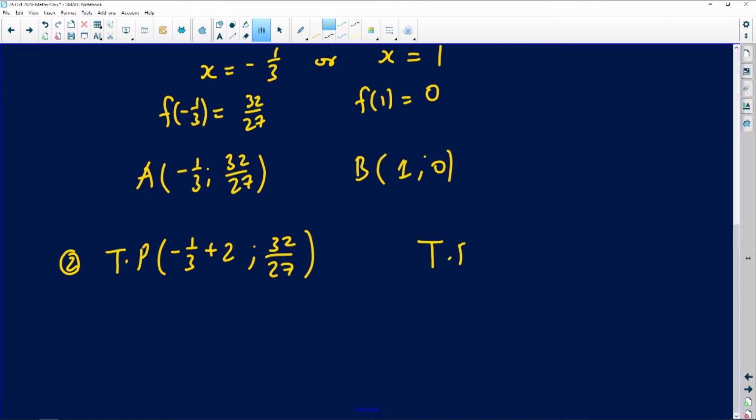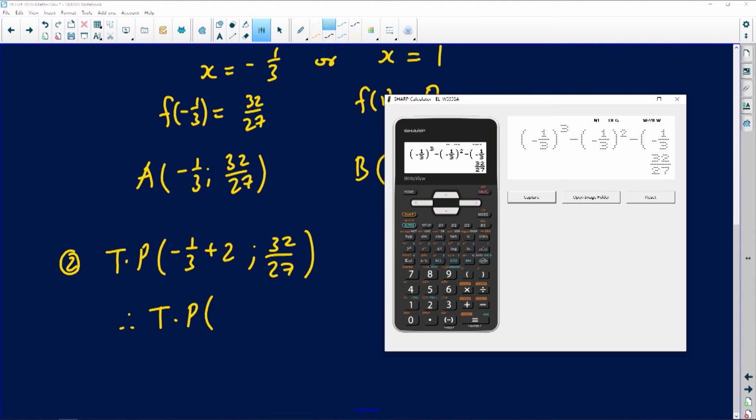The second turning point was supposed to be at 1 and 0, but once more we are moving that 2 units to the right, and the y coordinates are not changing because we're not moving up or down. So you guys need to just think about the fact that negative 1 over 3 must be added with the number 2. So what is negative 1 over 3?